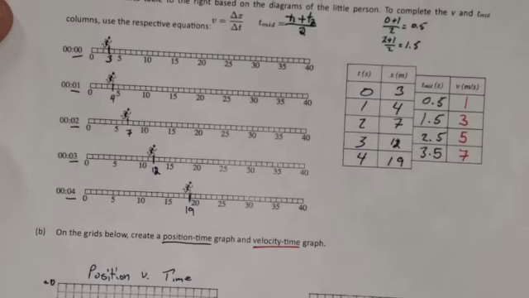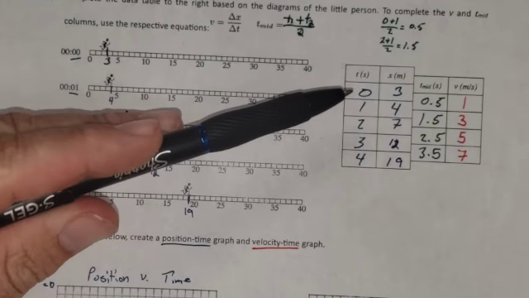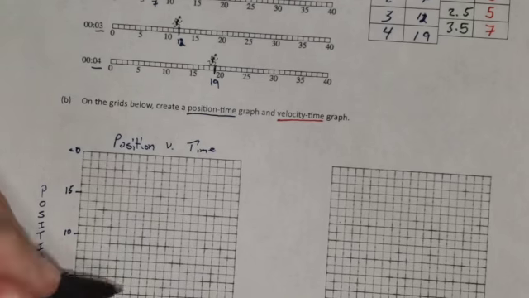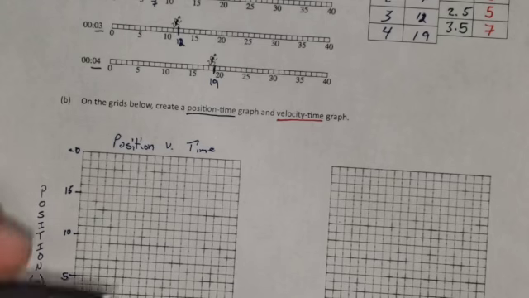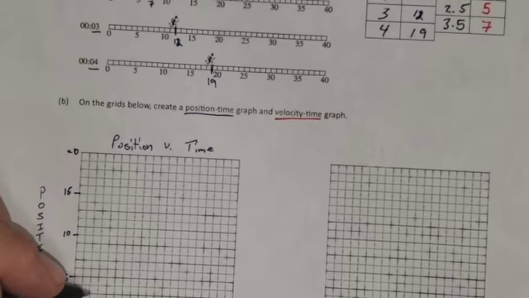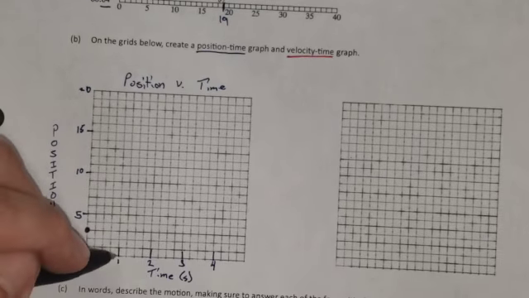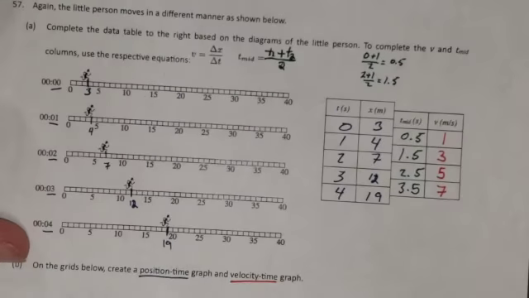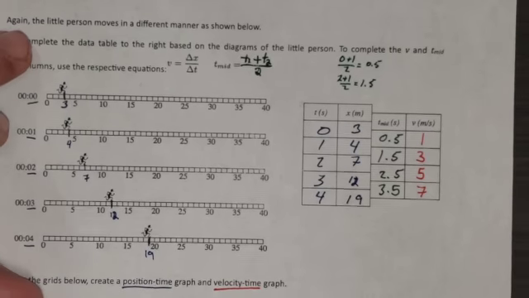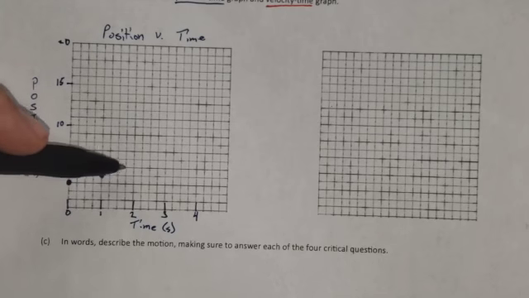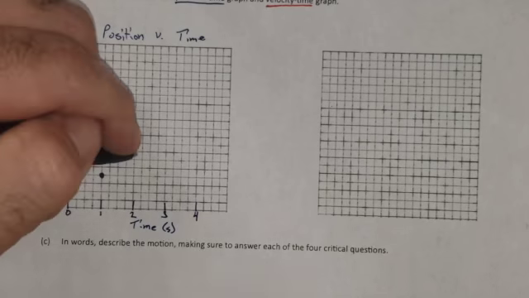So when time is 0, x is 3. Oh, I'll do that in a different color. When time is 1, x is 4. So here's this, we come up to 3, there's 4. When time is 2, x is 7. There's 5, 6, and 7.